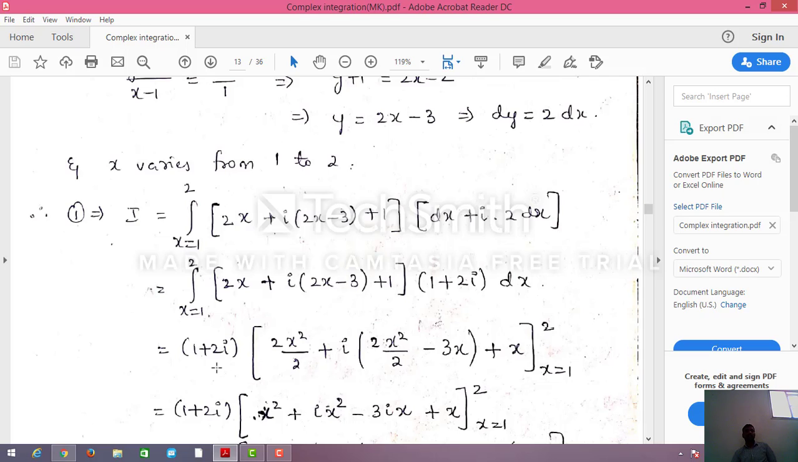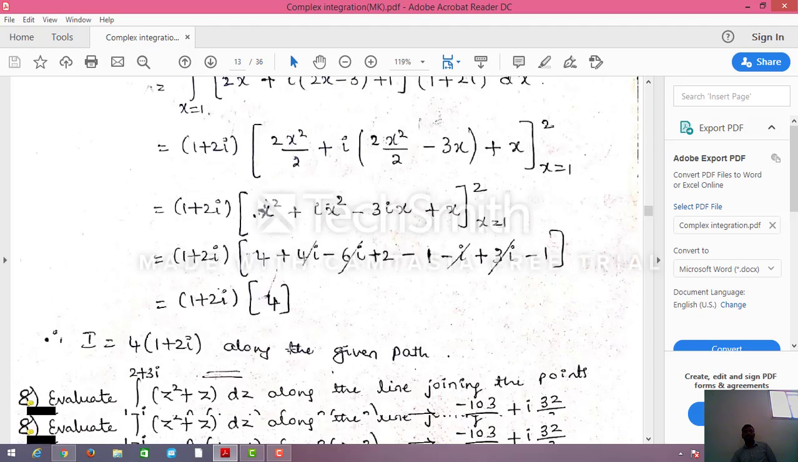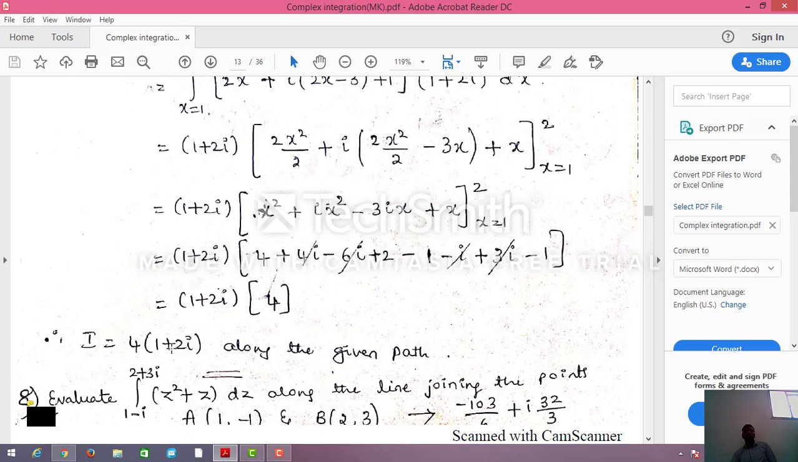Now I am taking 1 plus 2i to the front. The integration of 2x is 2x square by 2, the integration of 3 dx is 3x, and the integration of dx is x. Now 1 plus 2i into, 2 cancels, means x square, and this 2 cancels, means ix square. Now minus 3ix plus x. If you apply the upper limit and lower limit and simplify, you will get 4. So it is 4 into 1 plus 2i along the given path. That's all.